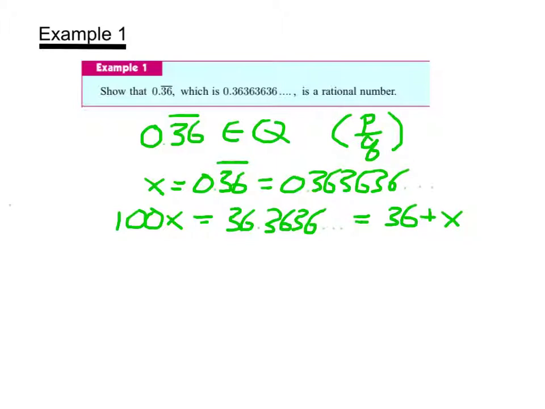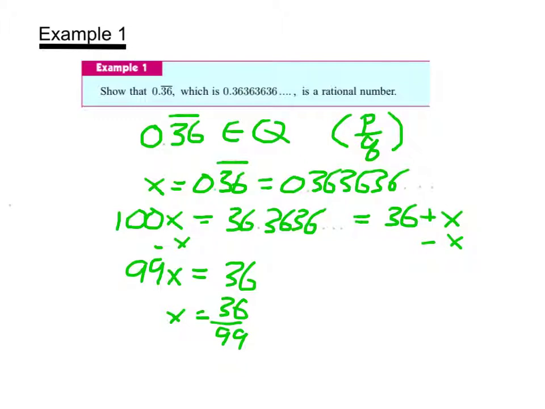I can simplify by subtracting x on both sides. I have 99x equals 36. Therefore, x is equal to 36 over 99, which is equal to 4 over 11. 4 and 11 are both integers, therefore 0.36 repeating, or x, is a rational number.